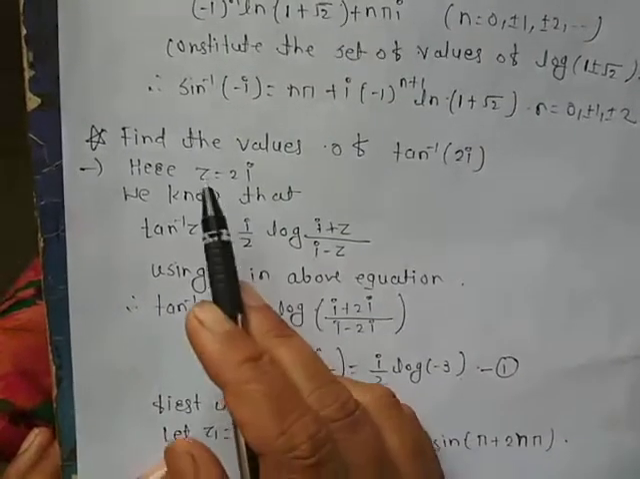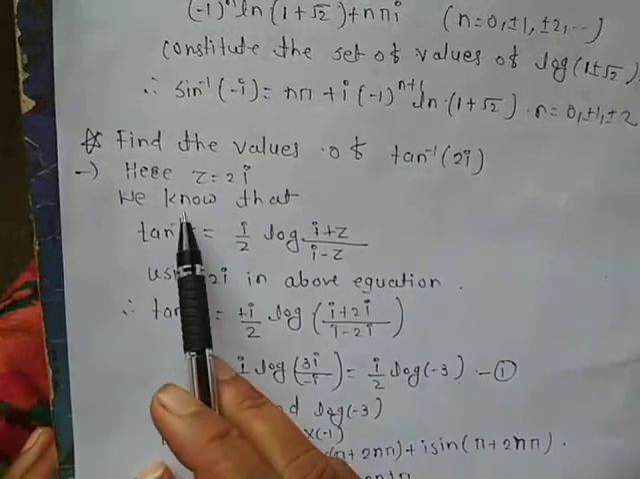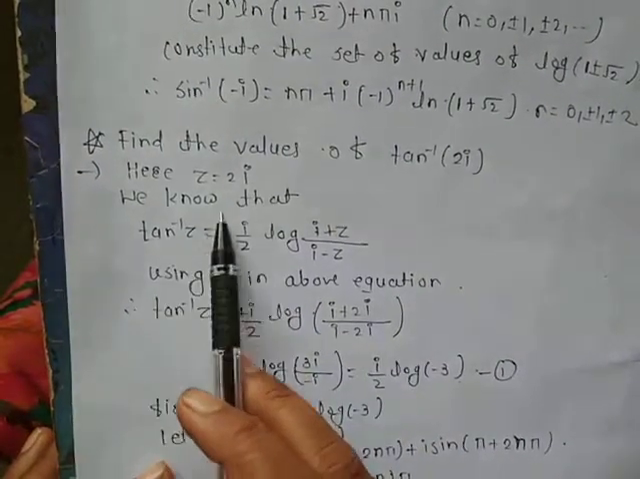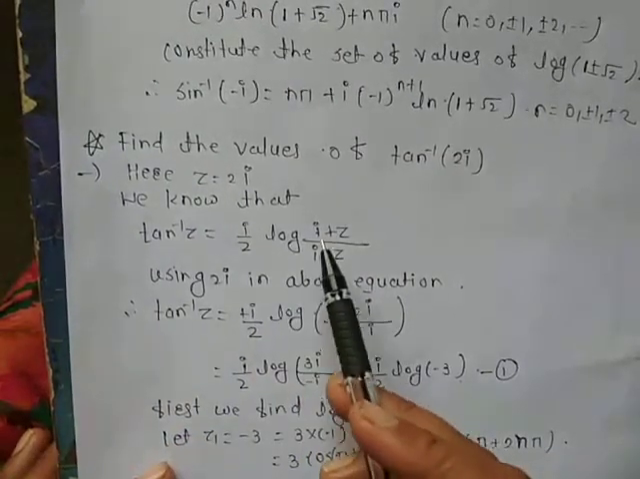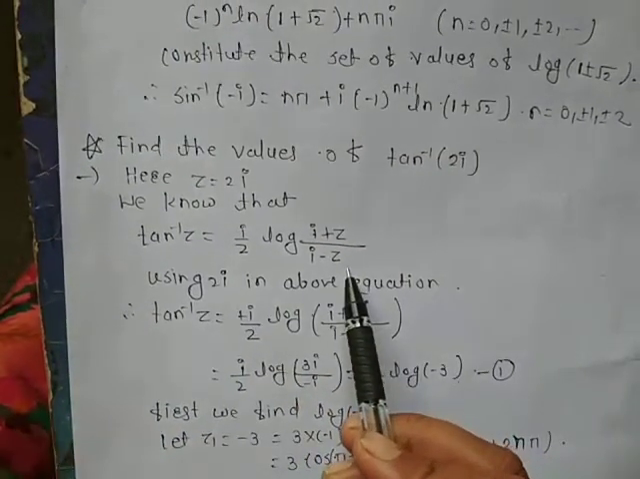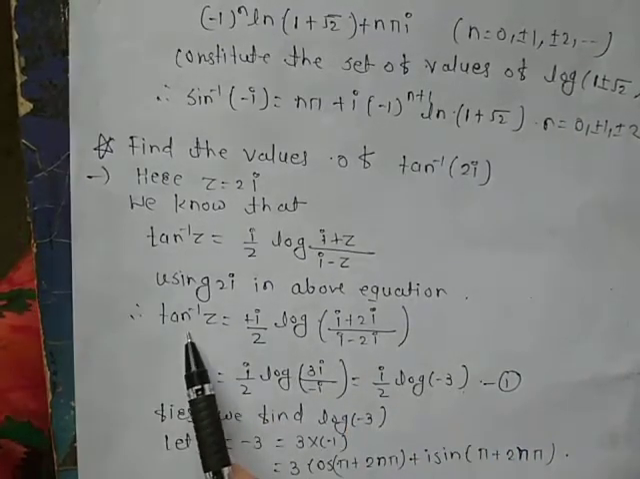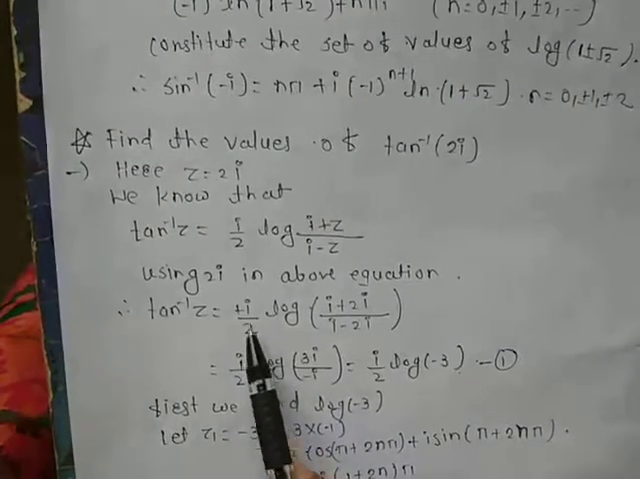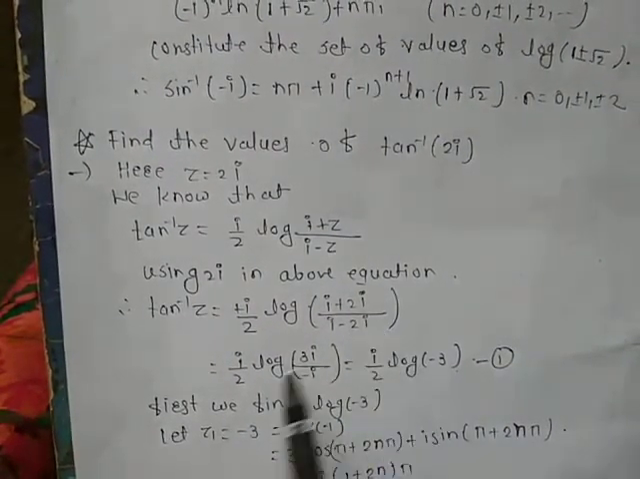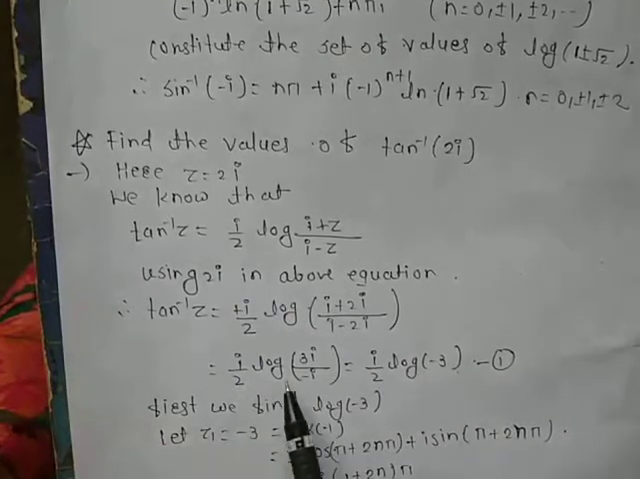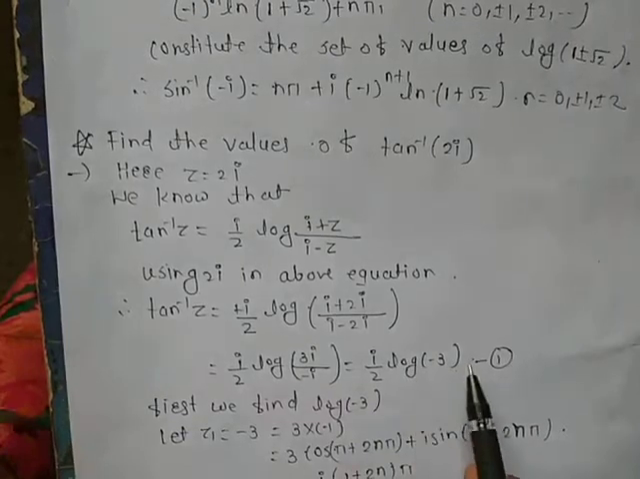Let us see an example. Find the value of tan inverse of 2i. Here z is equal to 2i. We know that tan inverse of z is i by 2 log of i plus z upon i minus z. Using z is equal to 2i in the above equation, we will get tan inverse of z is equal to i by 2 log of i plus 2i upon i minus 2i. So this is i by 2 log of 3i upon minus i. This is i by 2 log of minus 3.